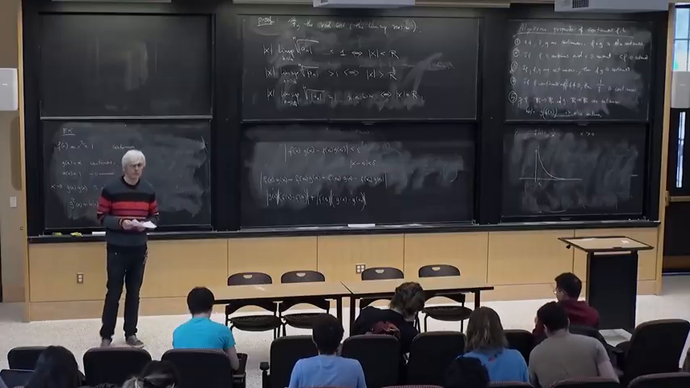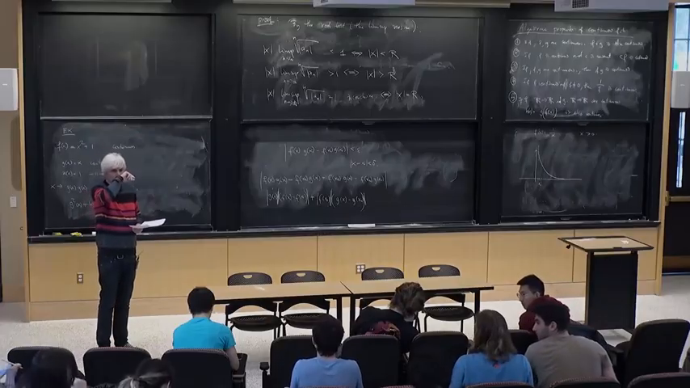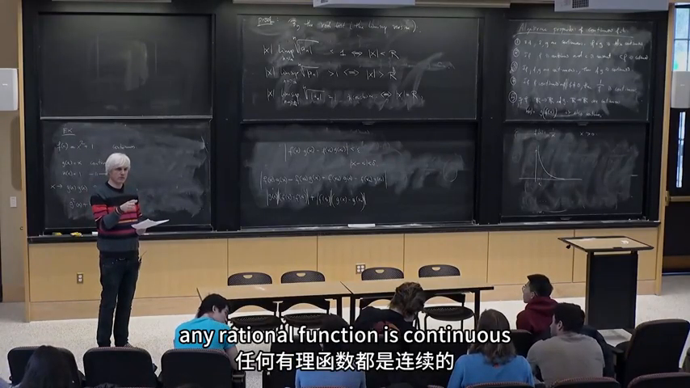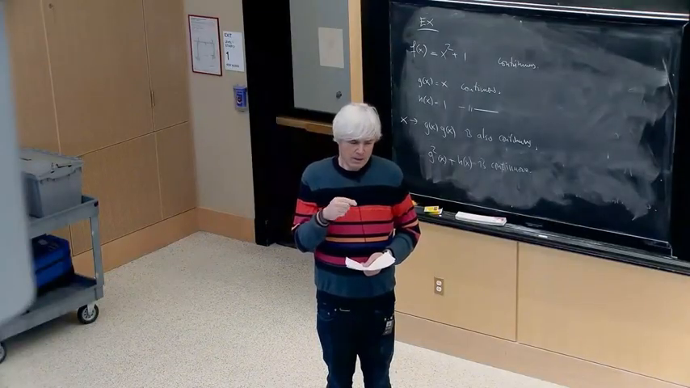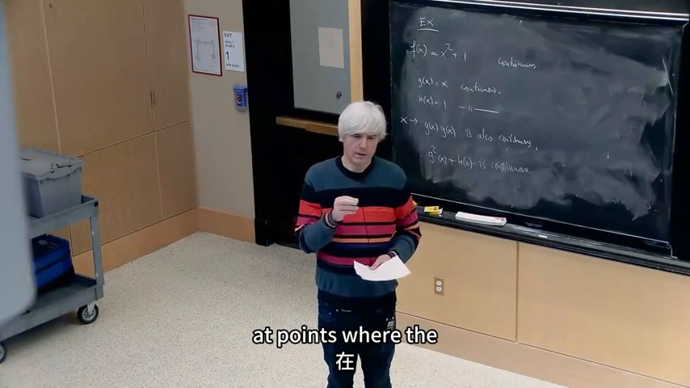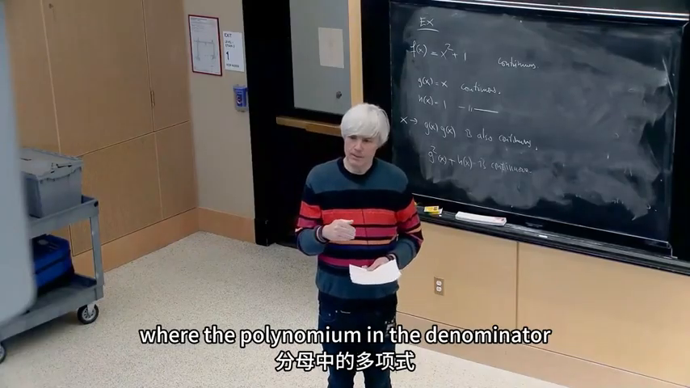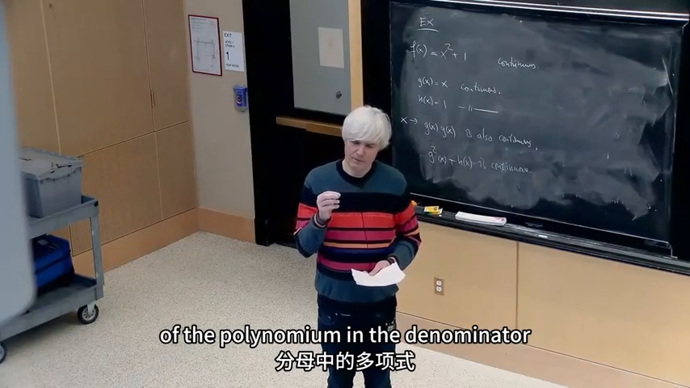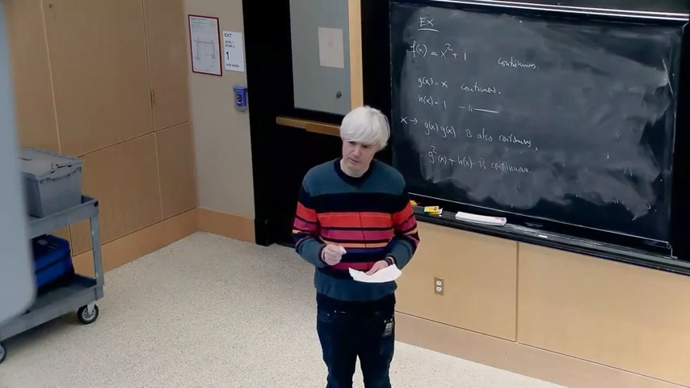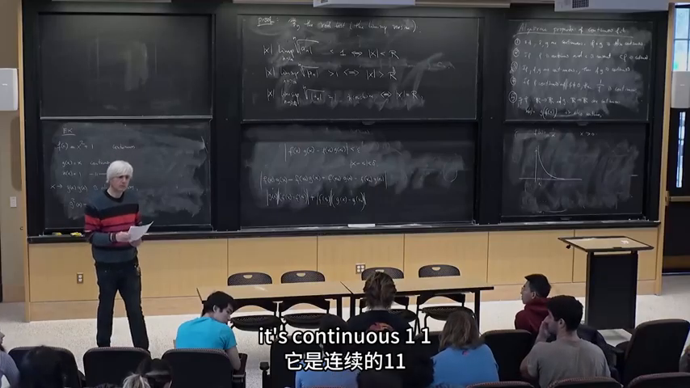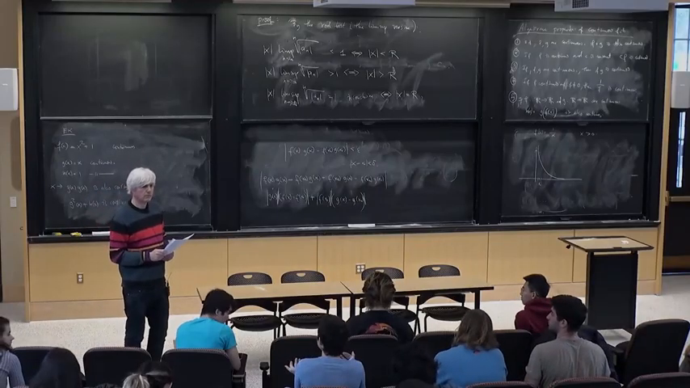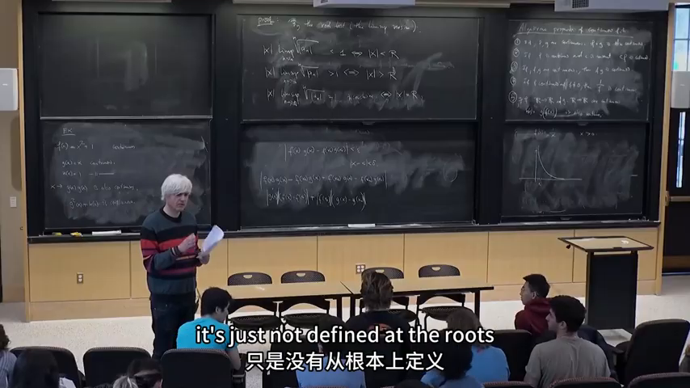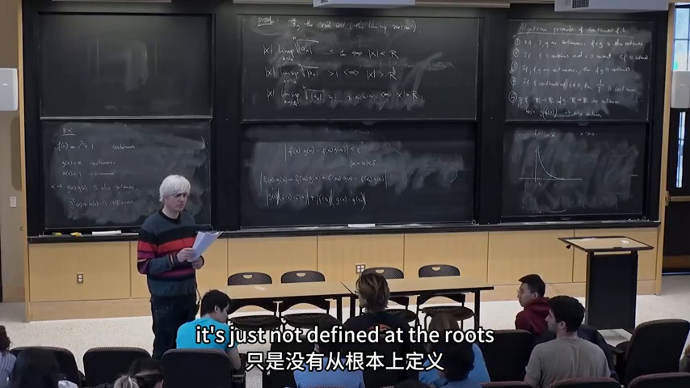Are rational functions then said to be continuous, or do we not call them continuous? No, any rational function is continuous. It's defined at points away from the roots of the polynomial in the denominator. Right? It's continuous. Are they said to be not continuous at the roots of the polynomial then? Yeah, I mean, any rational function is continuous. It's just not defined at the roots.